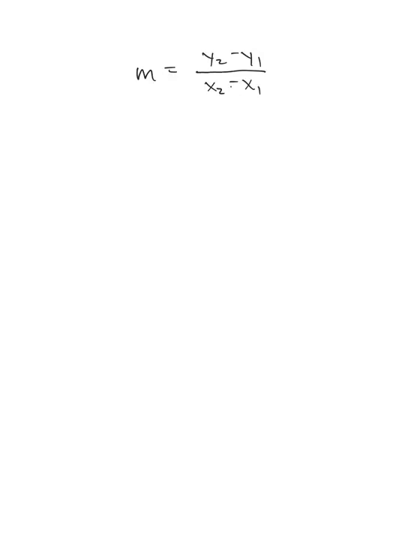If we do this, we get m times (x2 minus x1). I want it in parentheses so that I know that I'm multiplying the whole thing by x2 minus x1. On the right side, my x2 minus x1's cancel, and I am left with y2 minus y1.